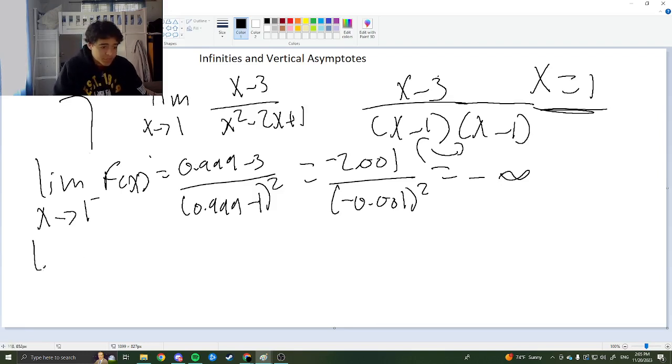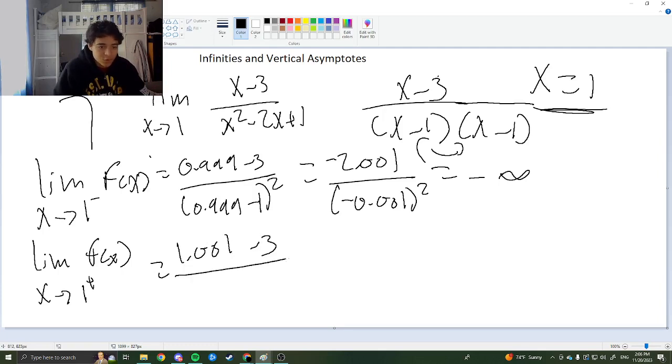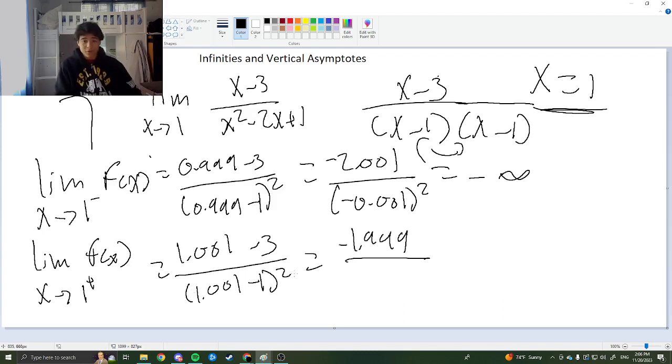Right? And if we look at it from the right side, f of x, when x is approaching 1 from the right side, we'll pick a number slightly bigger than 1. We'll go 1.001 minus 3 over 1.001 minus 1 squared. And that'll give us negative 1.999 over 0.001 squared, right? So once again, we have a negative number over really, really small positive numbers, negative over positive. It's going to be negative infinity again.